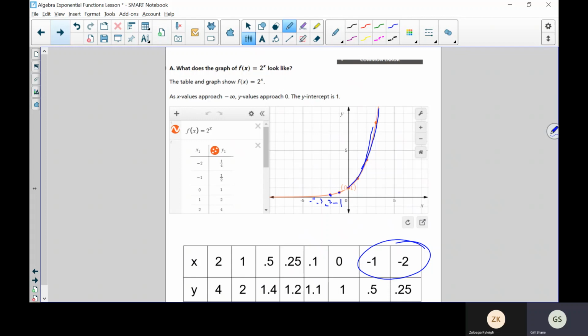The fact that it approaches 0 and never gets there is called a limit. I'm not going to make a big deal out of that in this class. You'll see that next year quite a bit, that limit.